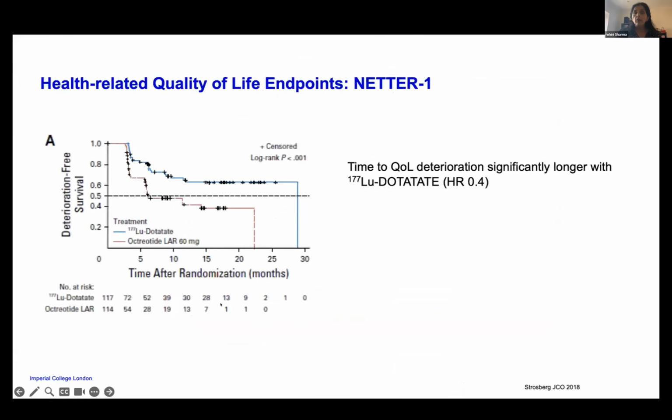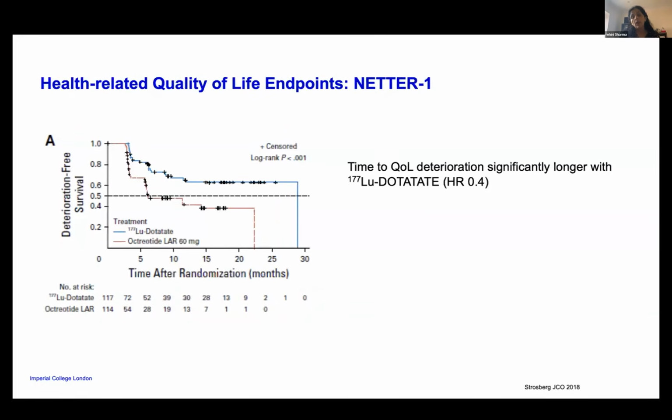I think what's really important is that the NETTER-1 trial looked at health-related quality of life endpoints. What's really key, as you can see on the blue line, which is lutetium, and the red line, which is octreotide, is that the time to quality of life deterioration was significantly longer with lutetium dotatate. I think that's really important. We find that a lot with our patients: they may come in very unwell from the symptoms of their neuroendocrine tumor, and then after having lutetium, they're going back to work again and are able to engage in society.